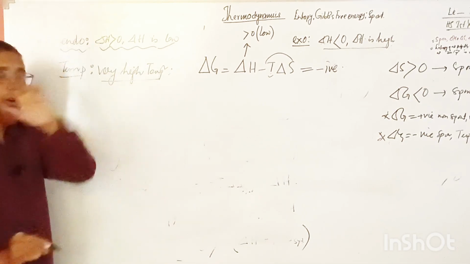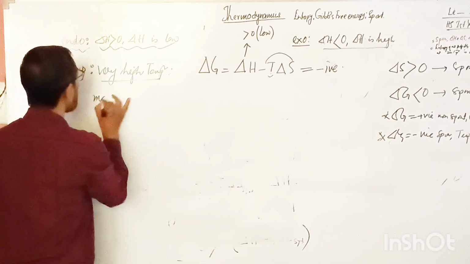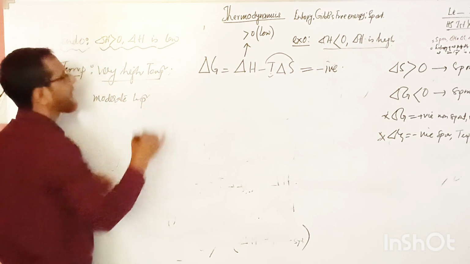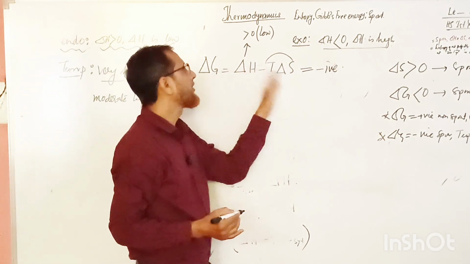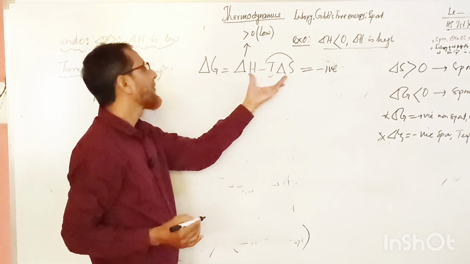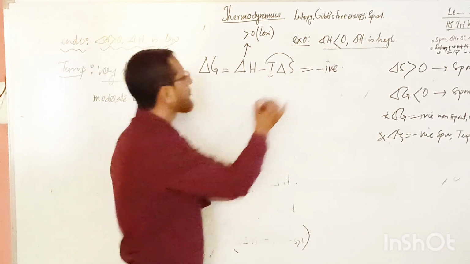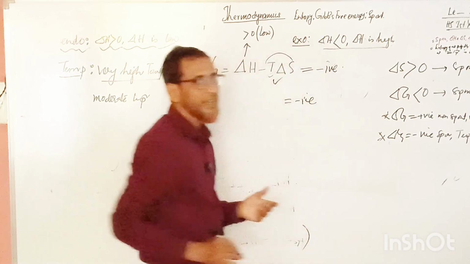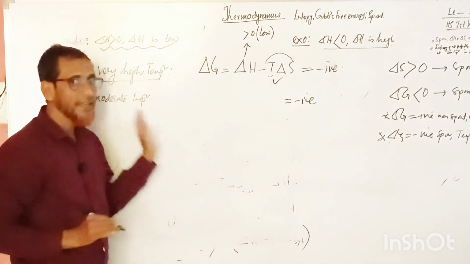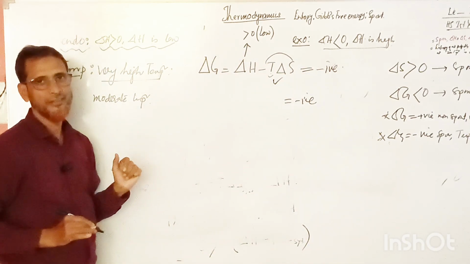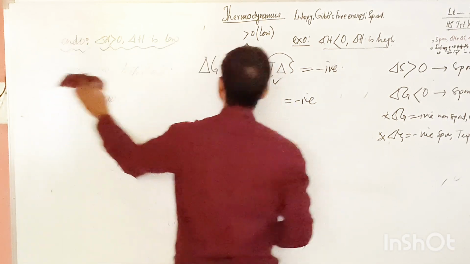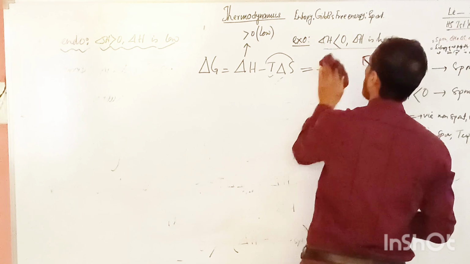Am I right? So for moderate temperature, not high, not too low, the TΔS product will be a bit higher than the ΔH value, so ΔG will be negative. The process again will be spontaneous at moderate temperature. Now, the endothermic process is over.